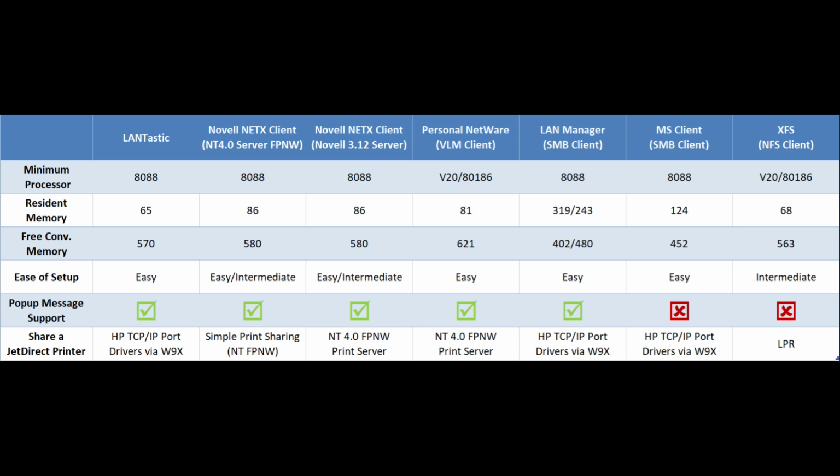As for resident memory, we can see that LANmanager and MS Client are indeed hogs. Now, if we were to enable file sharing on the local system for LANtastic or Personal NetWare, the memory usage would also go up. And as noted for Personal NetWare, we increased the memory usage so that we could, indeed, print to a bindery-based server. So there are ways to increase the memory footprint if you're not careful. That said, I am very impressed by LANtastic and by XFS when it comes to memory usage.